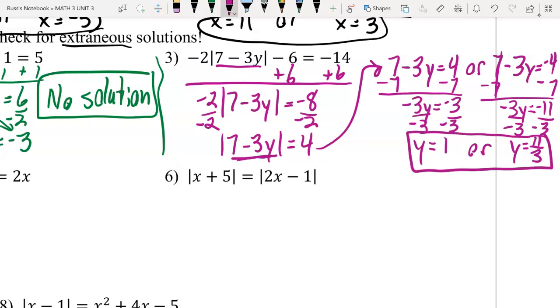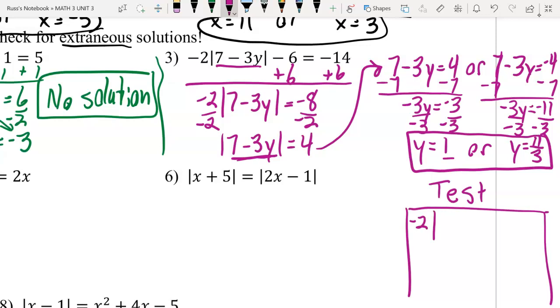Now, we do need to test them for extraneous solutions, okay? So when I say test for extraneous solutions, I'm going to put over here "test." I'm not going to do this for all of them, but I want you to see this. When I test, I put my answers back into the original. So negative 2, absolute value, 7 minus 3 times 1, minus 6 should equal negative 14. Well, let's see. Negative 2 times 4, minus 6 equals negative 14. It's going to be negative 8 minus 6. That's going to be negative 14.